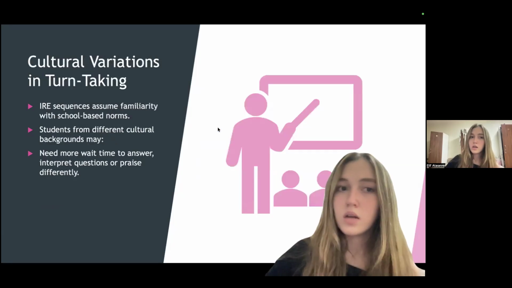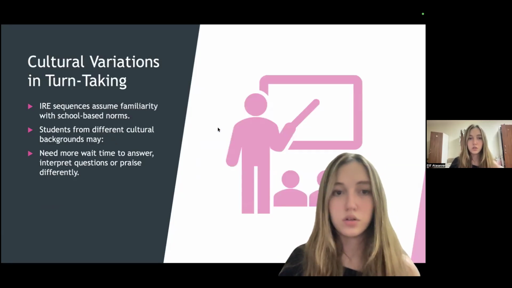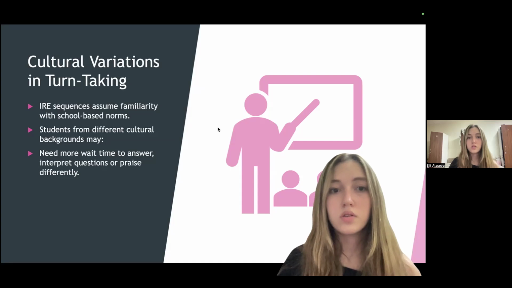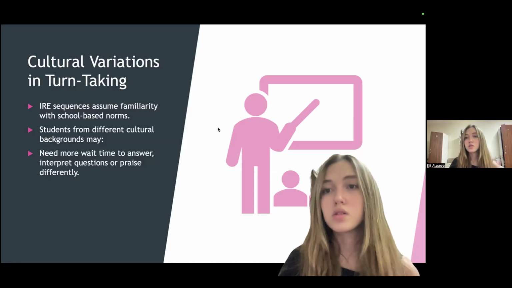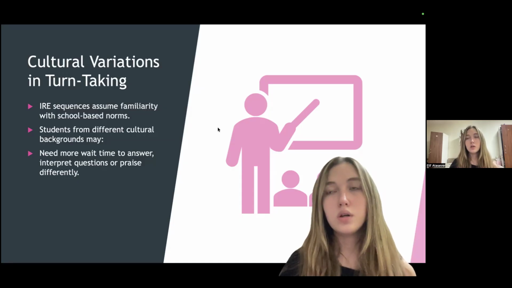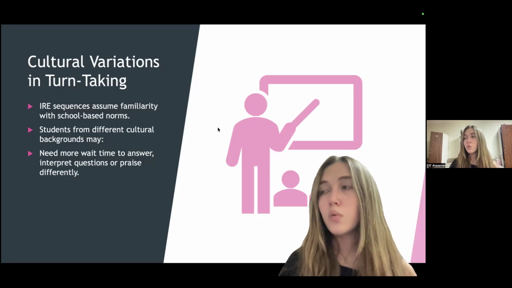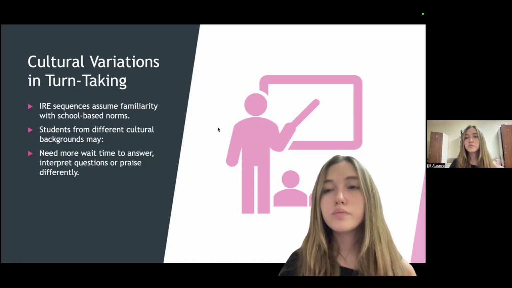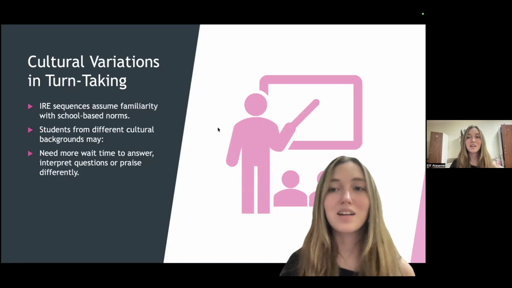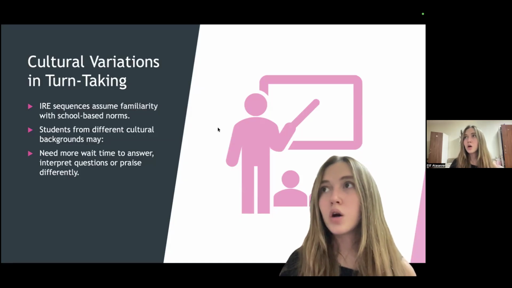Then we have cultural variations in turn taking. As we know, IRE sequences assume familiarity with school-based norms, but students from different cultural backgrounds may need more wait time to answer or interpret questions or praise differently. So that's why, as we're going to be teachers, we need to consider our classroom very, very well. Like, we need to check their background, not like a detective maybe, but we need to know how they became who they are.